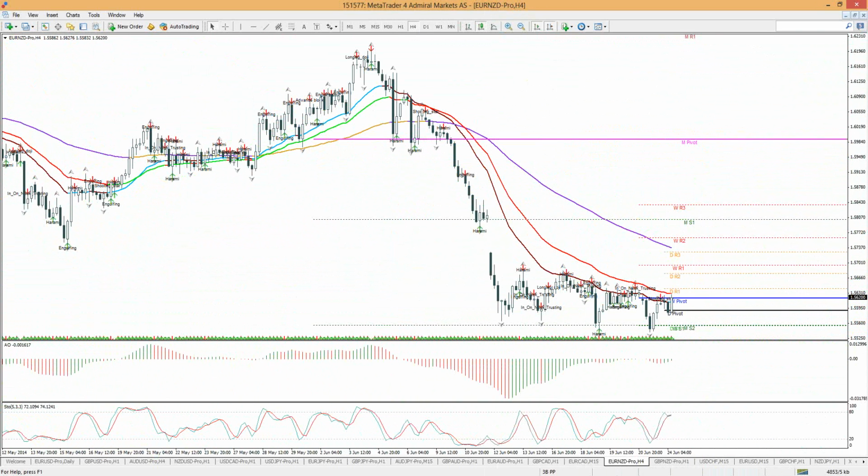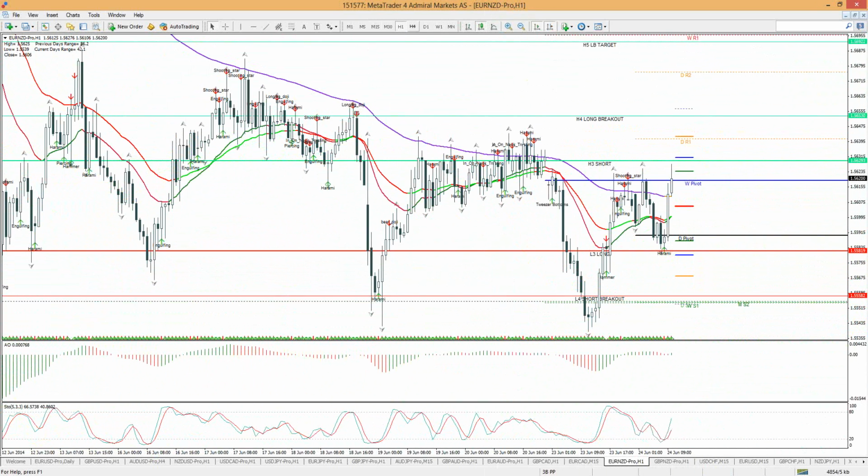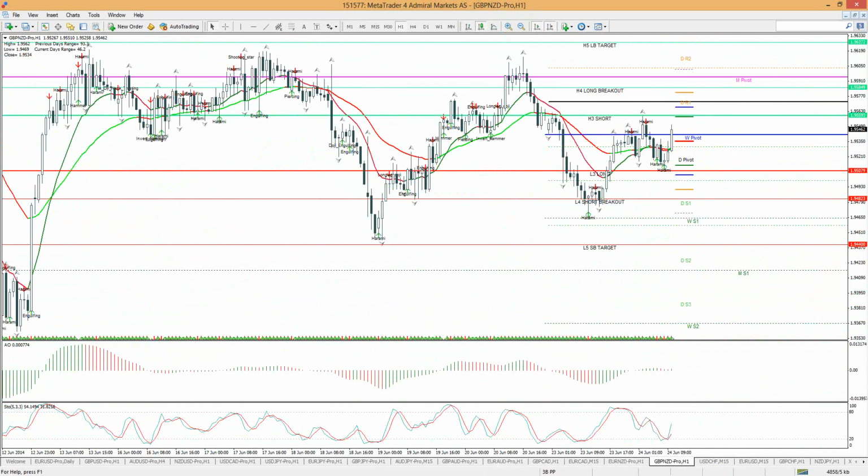Too flat for me, in my opinion. Too much of a range at the moment. I would be cautious of that. Dollar Swissy.